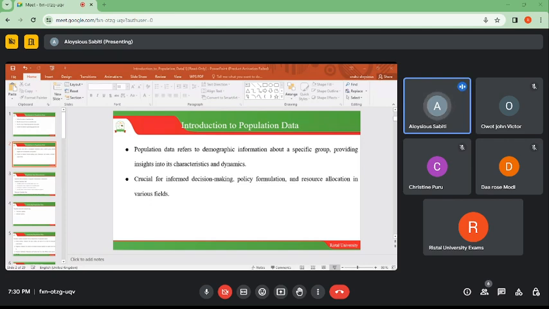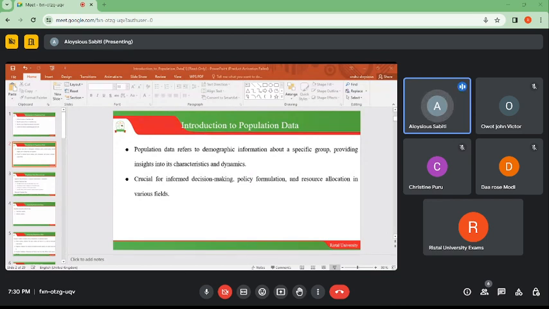And we're going to look at the sources of population data and the sources of errors in population data for today. Then tomorrow we shall be able to state the ways of improving population data quality and some of the methods of presenting population data.